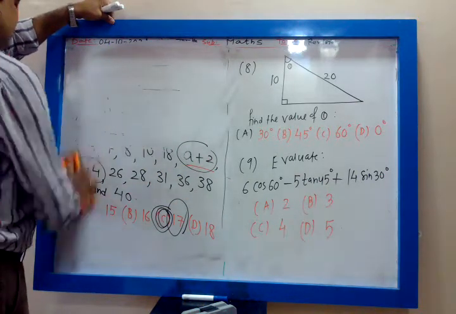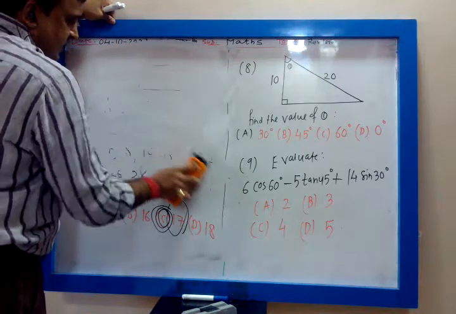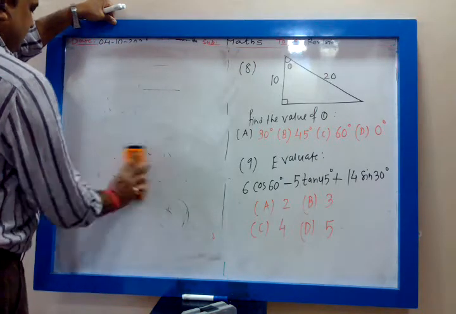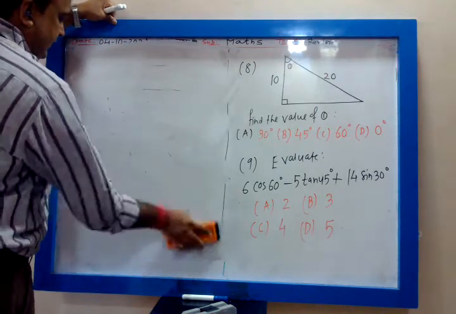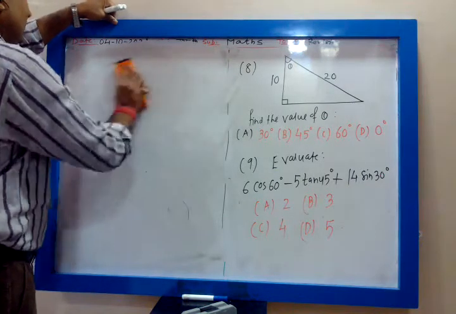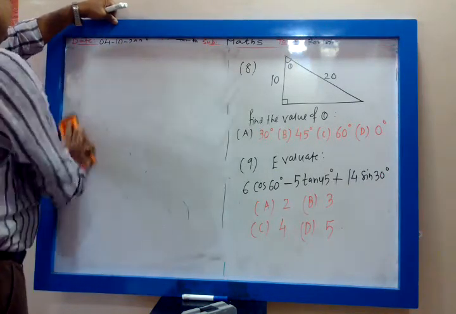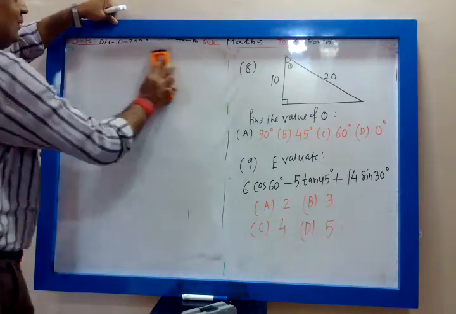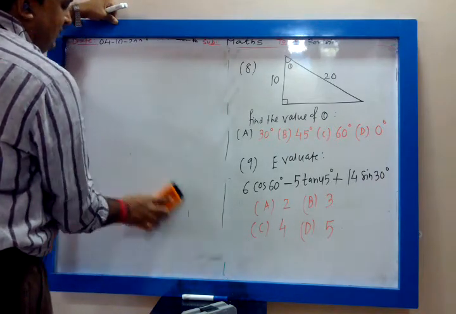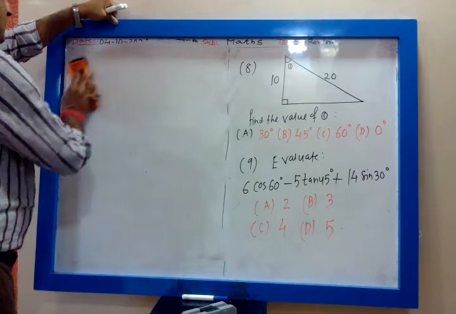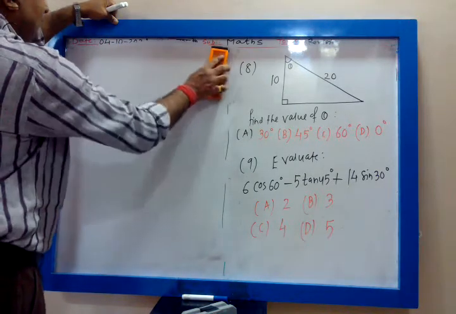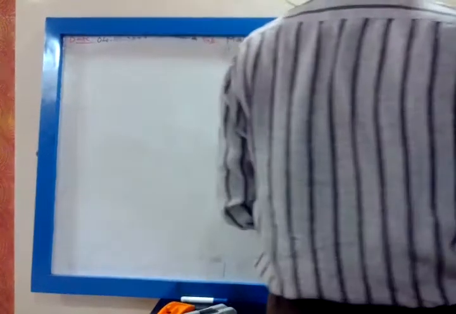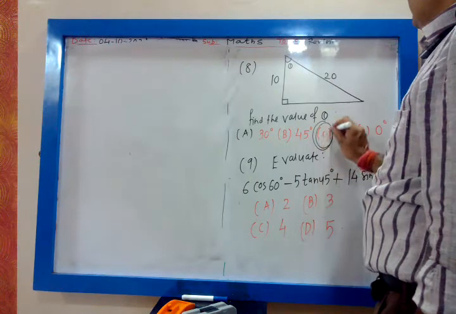C means 60 degree. You want to give your answer as 60 degree. Don't think that the bigger value of the answer will be your value of theta. It is not like that. So use the concept of trigonometry. So the majority are giving the answer C, that is 60 degree. So let us look at this answer, 60 degree.